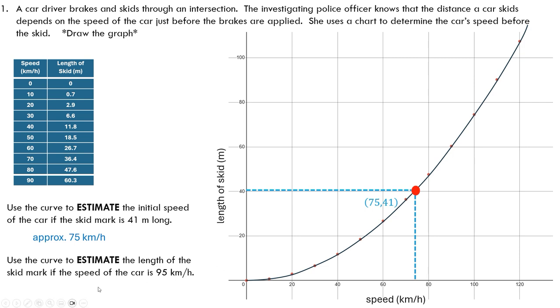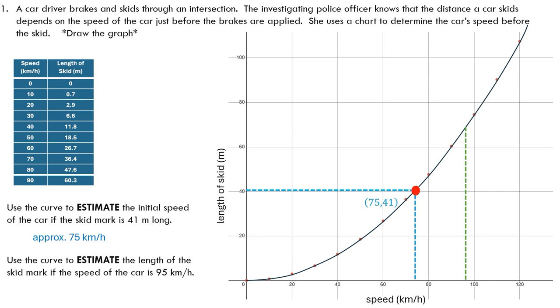Our second question is, use the curve to estimate the length of the skid mark if the speed of the car is 95 kilometers an hour. So this time we're given the speed first. So we come along our x-axis here until we reach about 95 kilometers an hour.